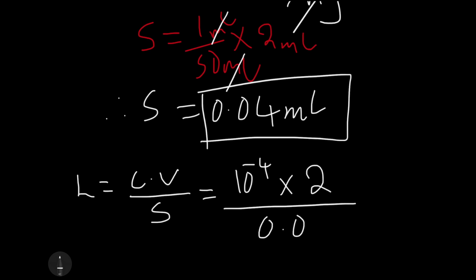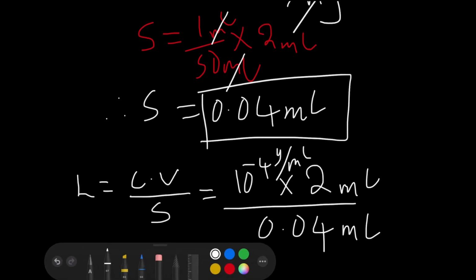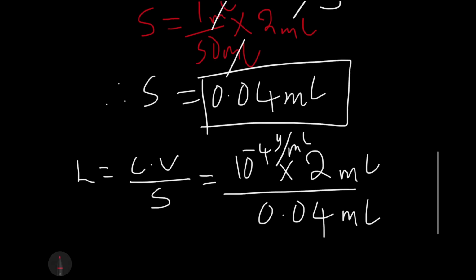0.04. And as we can see, our concentration here is in grams per milliliter. Our volume here is also in milliliters. And this one on the bottom is still the volume. Our S is also in milliliters. So on the units, we will see that this unit will cancel with this unit. So we finally remain with only grams per milliliter, and that is what they also want from our question.